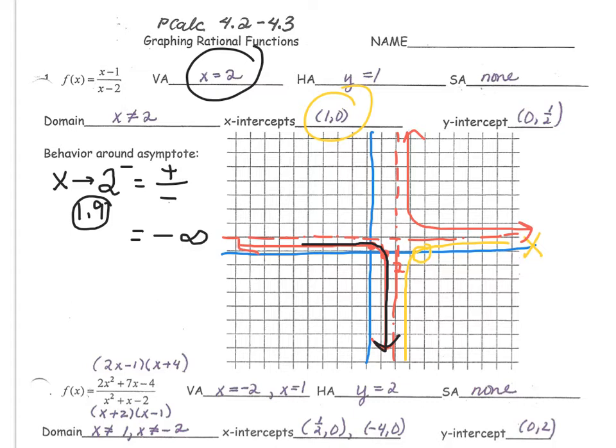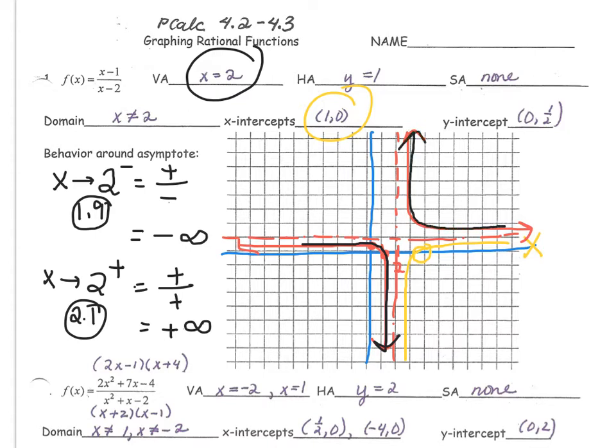Alright, let's do the same thing from the right of 2. As x approaches 2 from the right side, okay, so a number really close to 2 but barely on the right would be like 2.1. Alright, let's plug it in. 2.1 minus 1 is a positive number. 2.1 minus 2, another positive number. Alright, so two positives make another positive, so it's going to positive infinity. Okay, so now let's trace over the red again. So I'm approaching 2 from the right, and it shoots up to positive infinity.